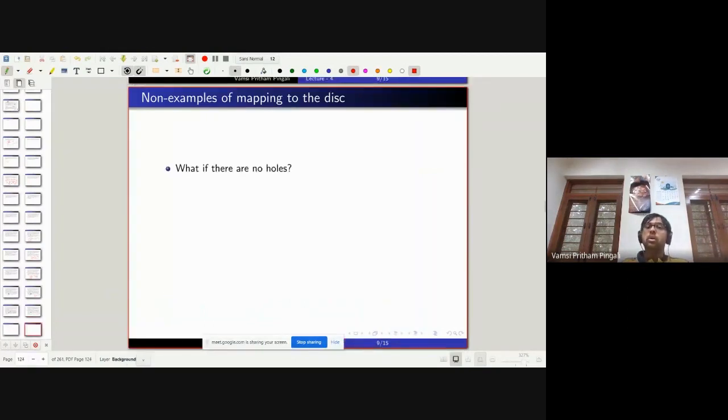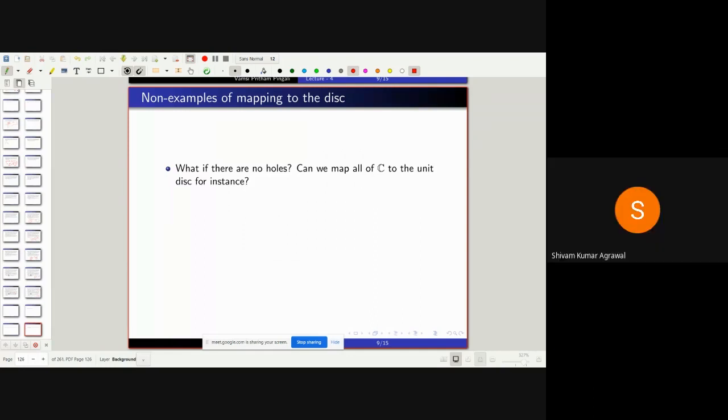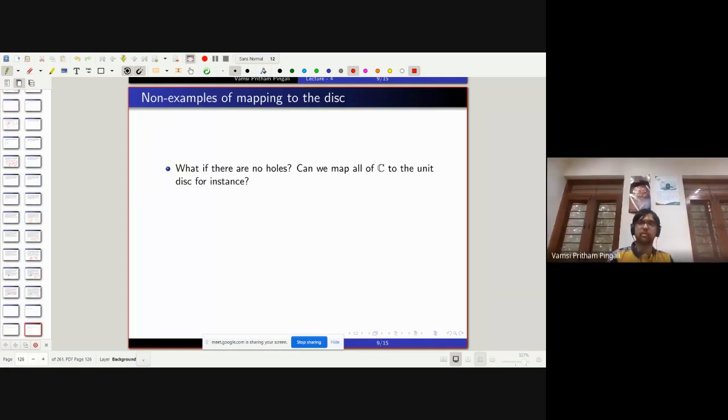What if there are no holes? Can we map all of C to the unit disk? All of C doesn't have any holes, right? Can we do that, by the way? Can we map all of C to the unit disk in a conformal manner? No. Why not? By Liouville's theorem, the map will be constant. Exactly. Very good. The answer is no, because of Liouville's theorem.